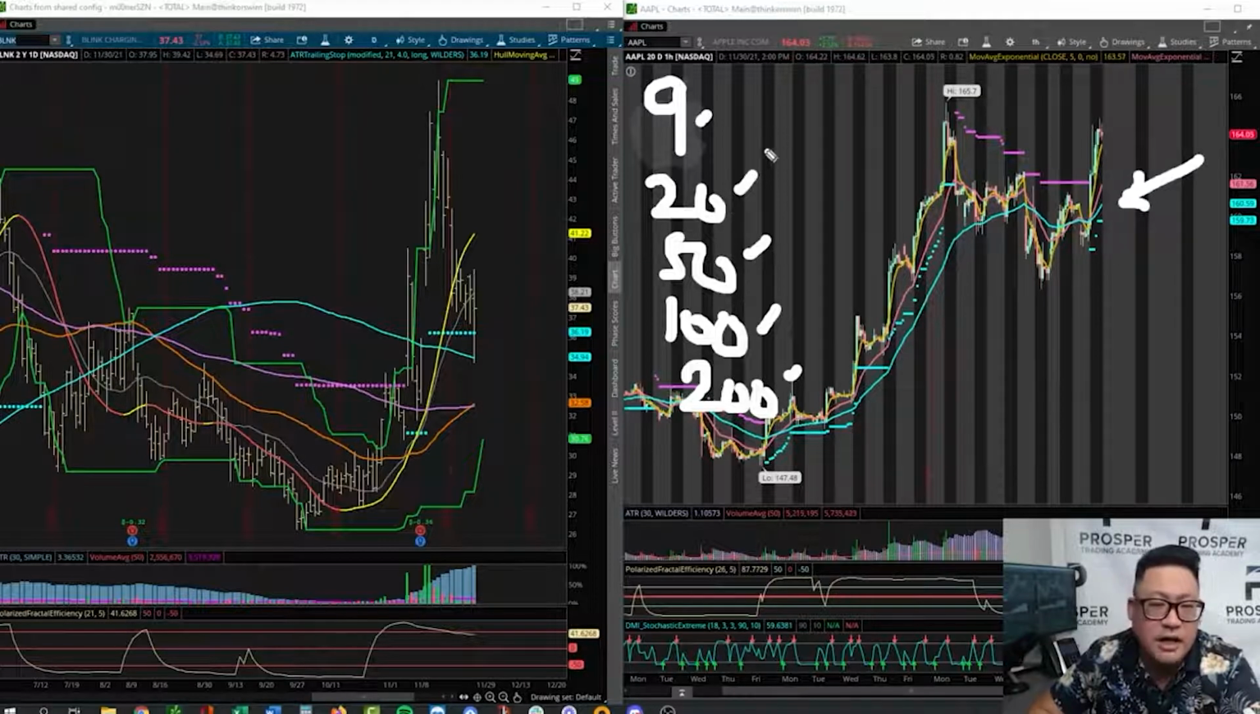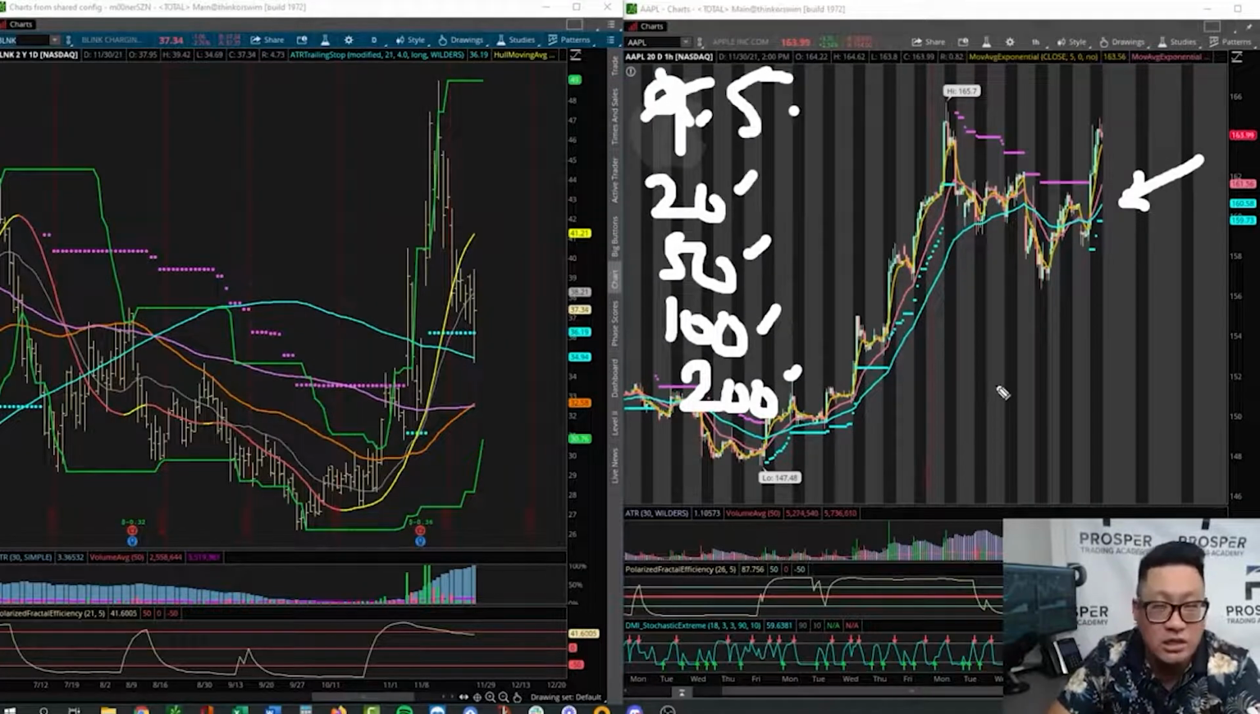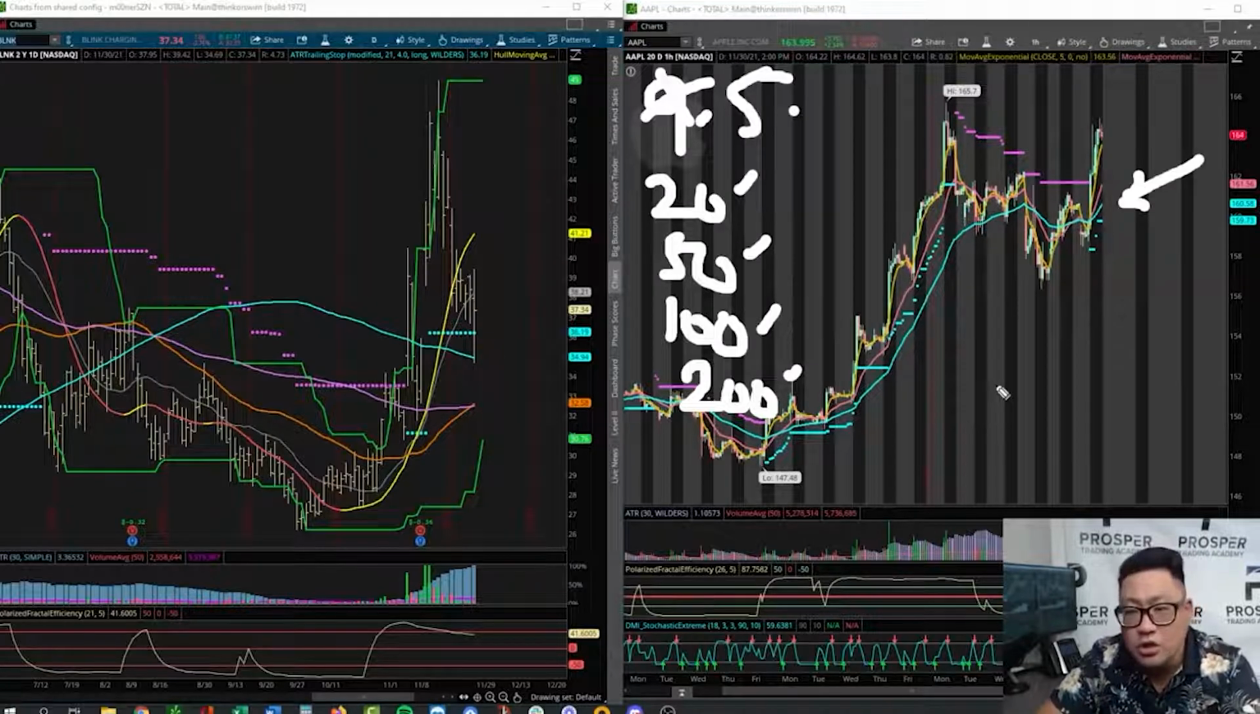In particular, the exponential moving average has been the 9 and 21, I believe. I like the 9 and 20, but I've even graduated to using a faster EMA. I use the 5, the 20, the 50. I like the 200 as a sentiment gauge as well, because the 200 EMA on the hourly chart also has worked as support and resistance.